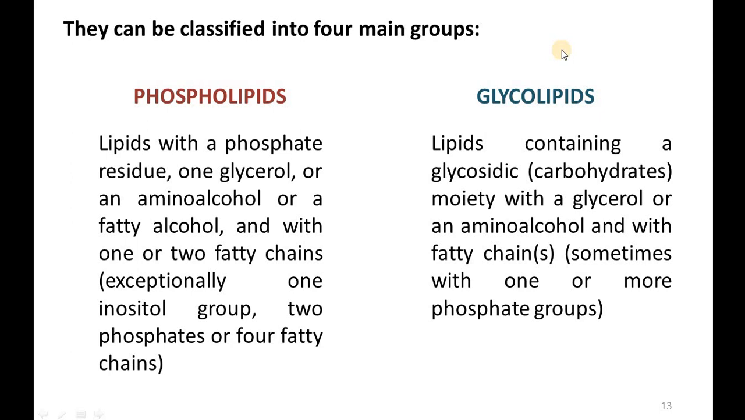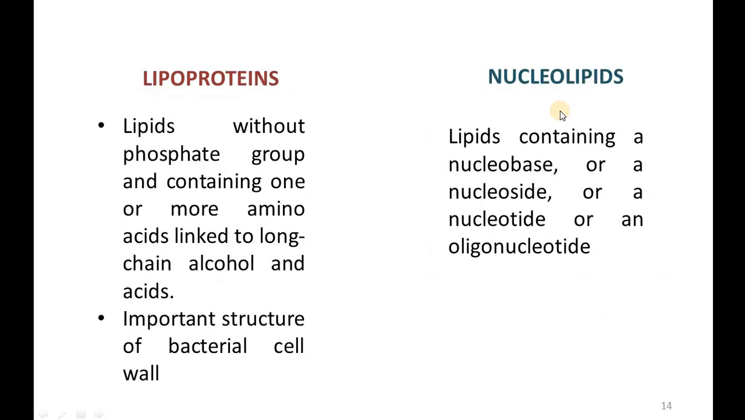Lipids with the phosphate group is a phospholipid. Glycolipids, lipids containing a glycosidic moiety, for example a carbohydrate group, is again a glycolipid. Third is lipoproteins, lipids without a phosphate group and containing 1 or more amino acids linked to the long chain of alcohol, or we can say the lipid structure along with the protein is called a lipoprotein. Important structure of the bacterial cell wall.